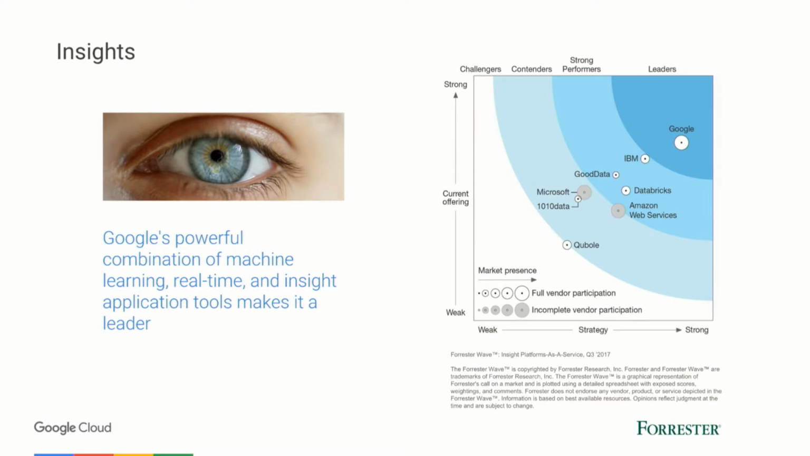Just to kick this off in general context, a lot of folks ask, all right, there are a lot of tools and products on the Google Cloud Platform. What does Google do really well? As you can see here from the Forrester chart, Google is a leader in some of the current offerings for big data and machine learning specifically.